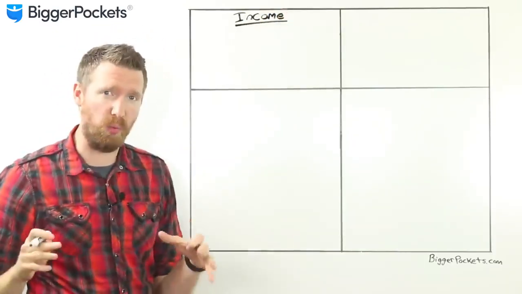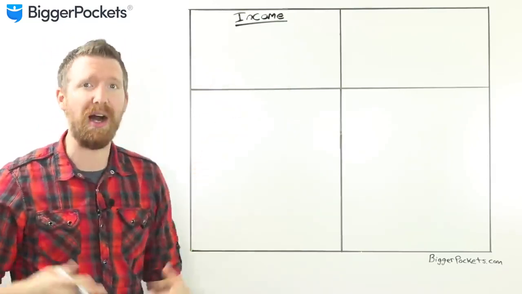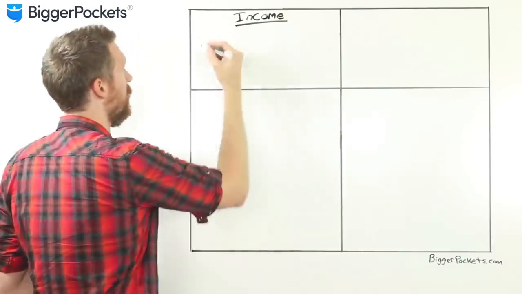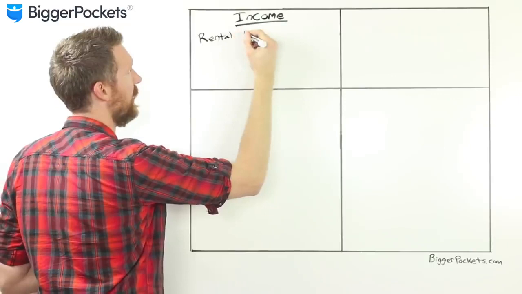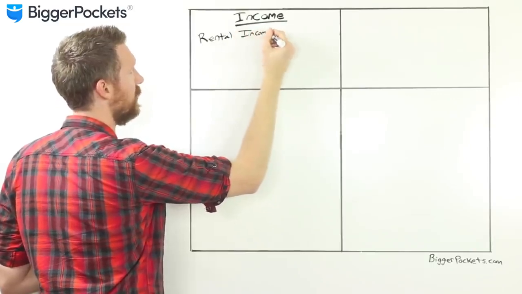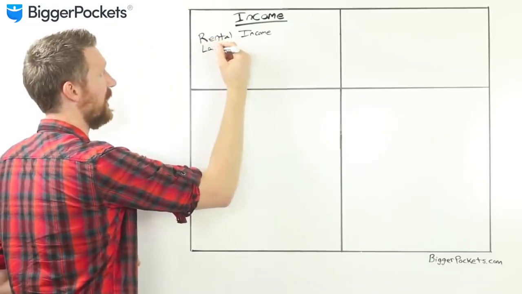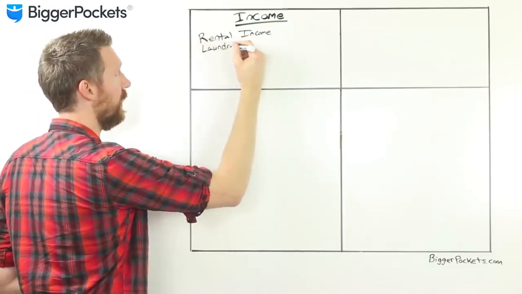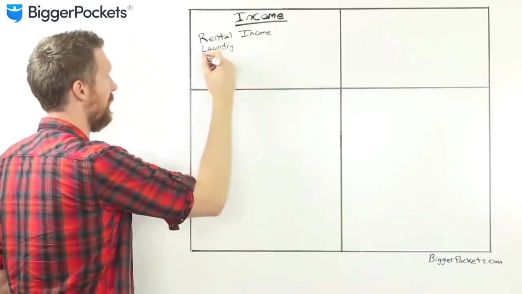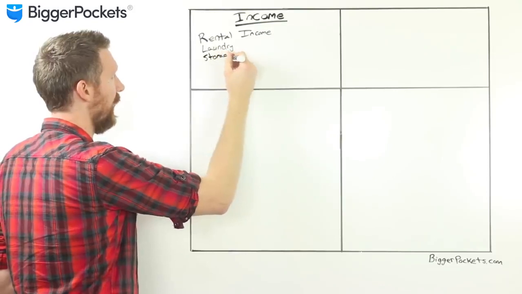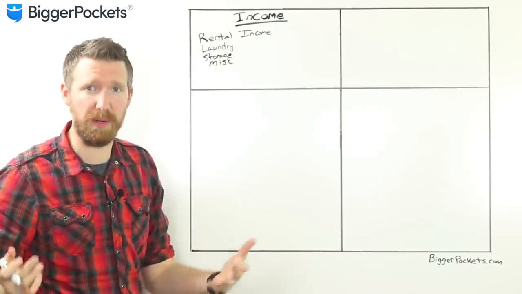All right. So once we've got this box labeled income, we want to figure out what goes in there. So in this case, the most common income you're going to get is going to be rental income. I think most people know that makes sense. Now there's other types of income as well. For example, if you have a laundry machine, you can have laundry income. There's storage, you might have a storage shed on the property. You might have other miscellaneous income. But generally speaking, rental income is going to be our primary source of income.